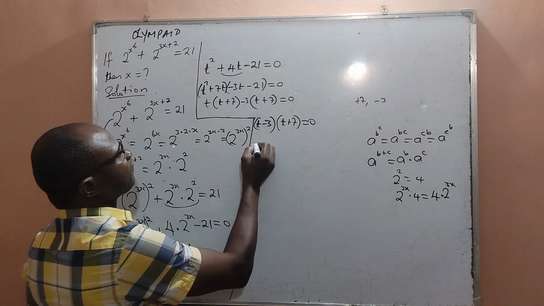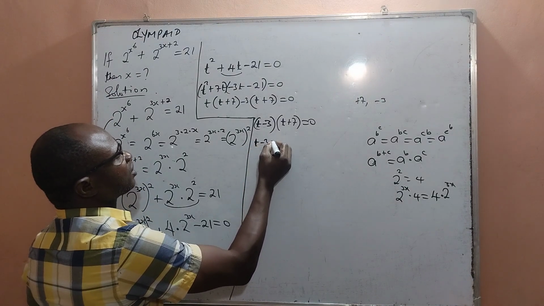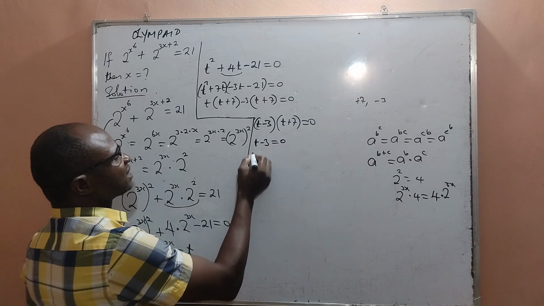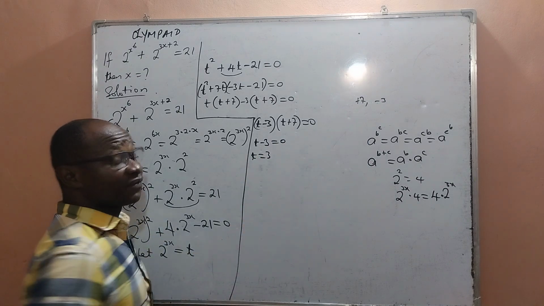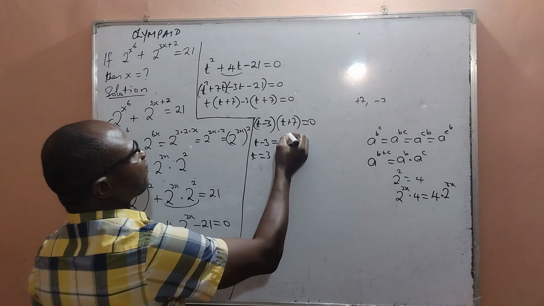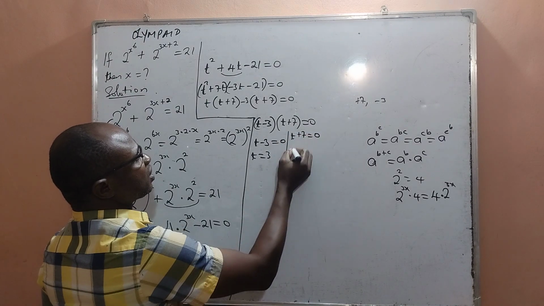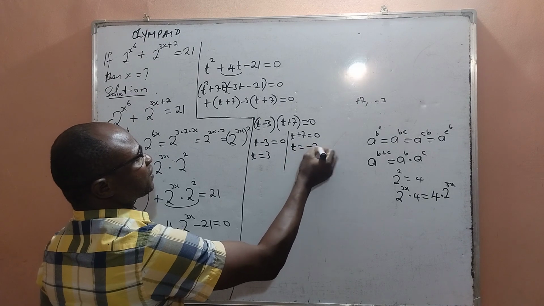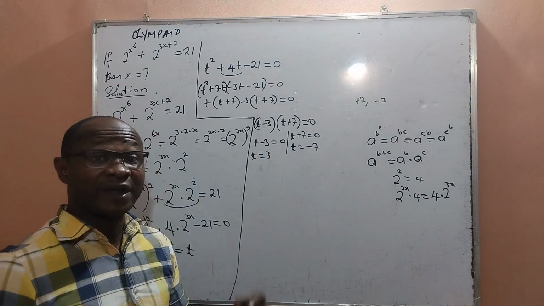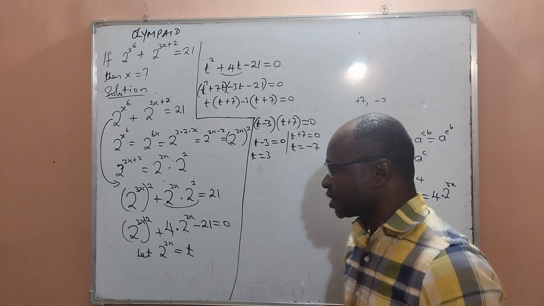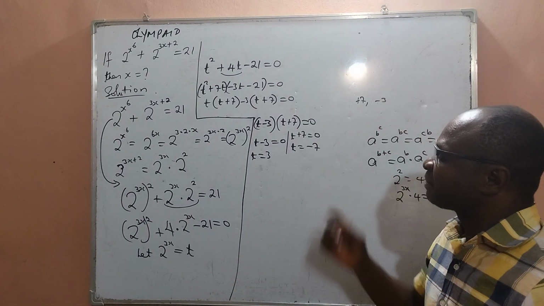Therefore, from the first bracket, t minus 3 equal to 0 implies that t is equal to positive 3, the first value of t. From the second bracket, t plus 7 is equal to 0, meaning that t is equal to negative 7. Now, I have gotten two values of t. If you look at it very well, you can see it. You know, mathematics is life.